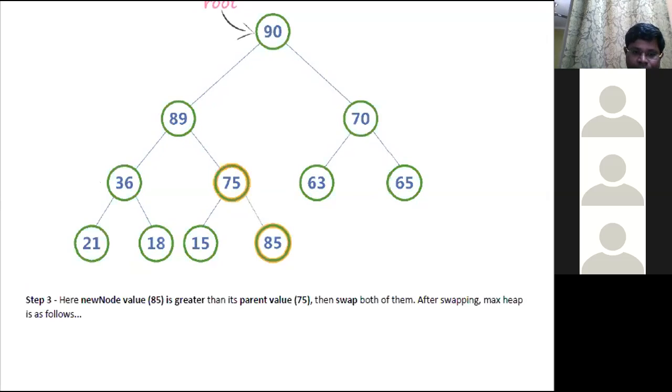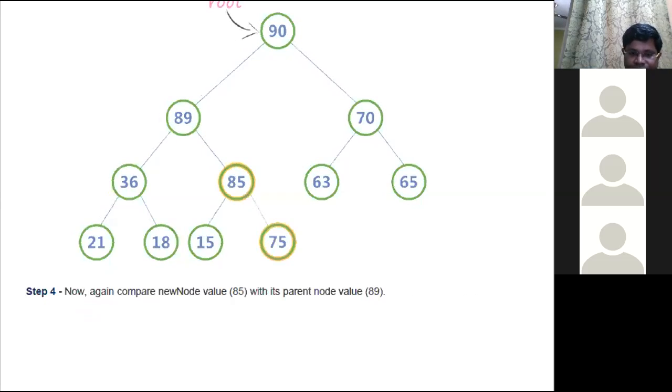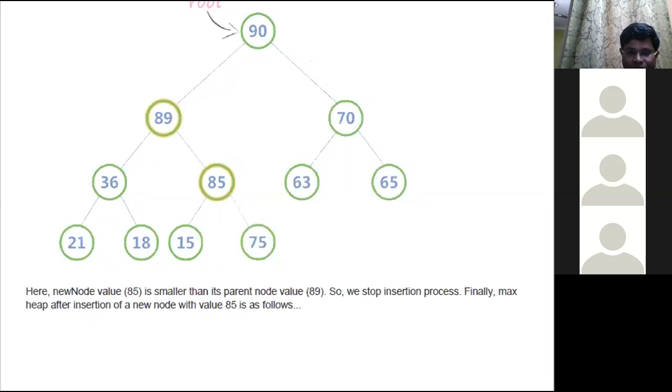Okay. So here the new node value 85 is greater than its parent value, then swap both of them. And after swapping, the tree will look like this. Now again, compare the new node 85 with its parent value. The parent value is 89. Since there is no problem because 89 is greater than 85, we don't need to swap. The new node value is smaller than its parent node, so we stop the insertion process.